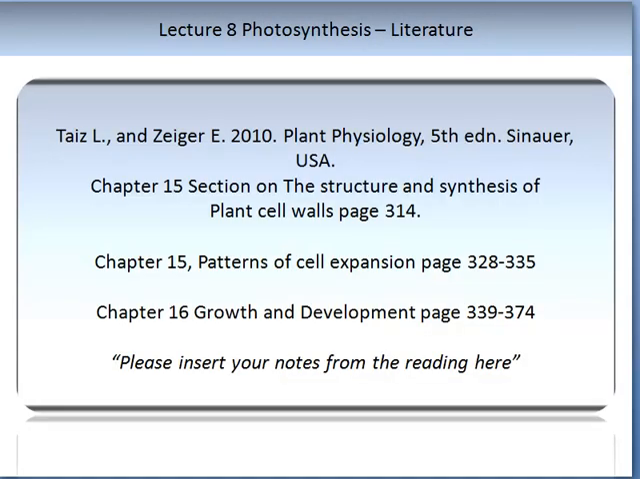Could you please read the recommended textbook Plant Physiology by Taiz and Zeiger, 5th edition, Chapter 15, the section on the structure and synthesis of plant cell walls, page 314, the section on the pattern of cell division, Chapter 15, pages 328 to 335, and finally the whole of Chapter 16 on growth and development, pages 339 to 374. Please make relevant notes and insert your notes into the lecture at this point.